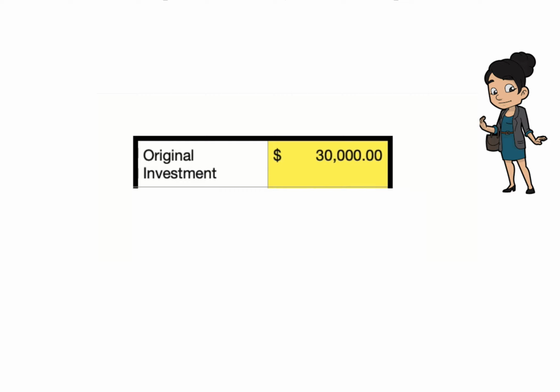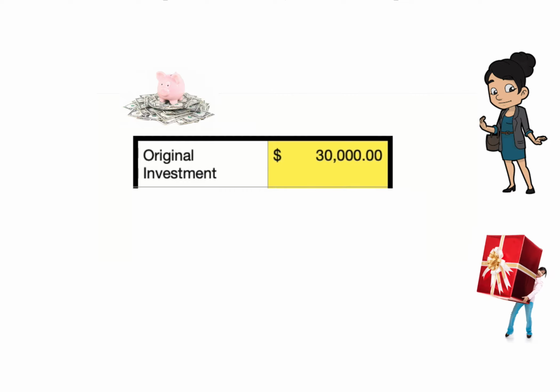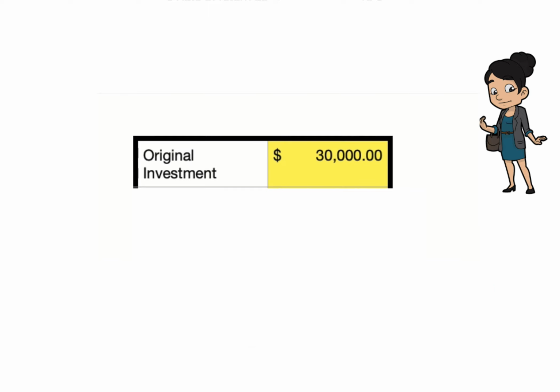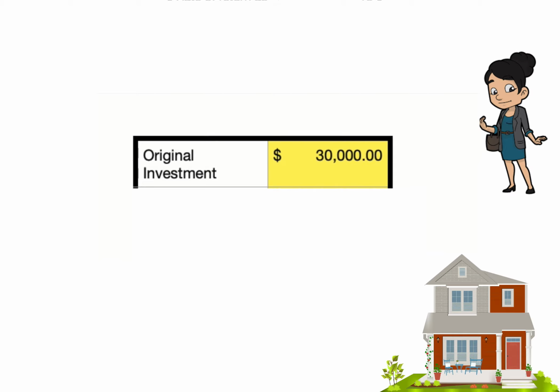Let's say Sarah, she's 20 years old and she invests $30,000. She's been saving. Her parents gave her a bit of money. She sold a whole life insurance policy that her parents put on her when she was a little kid. She got a gift from a grandparent. She takes her $30,000 and she invests it in real estate as a down payment on a house.